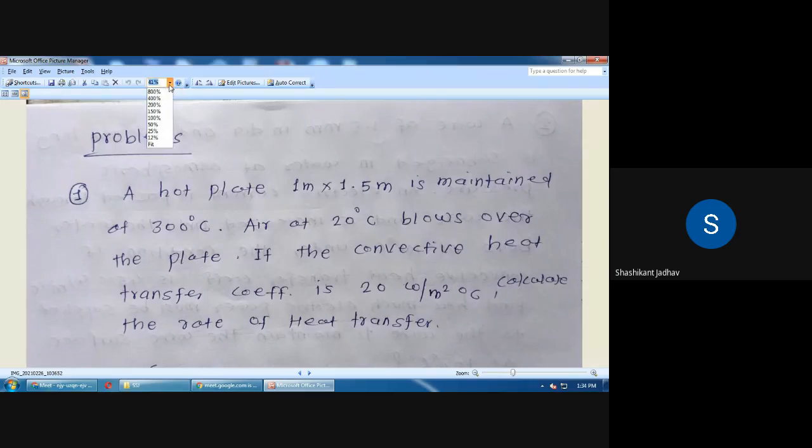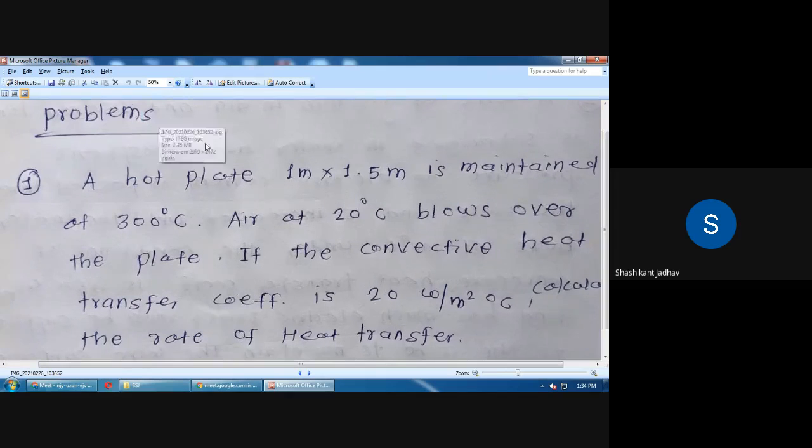300 degrees Celsius. Full stop. Air at 20 degrees Celsius blows over the plate.